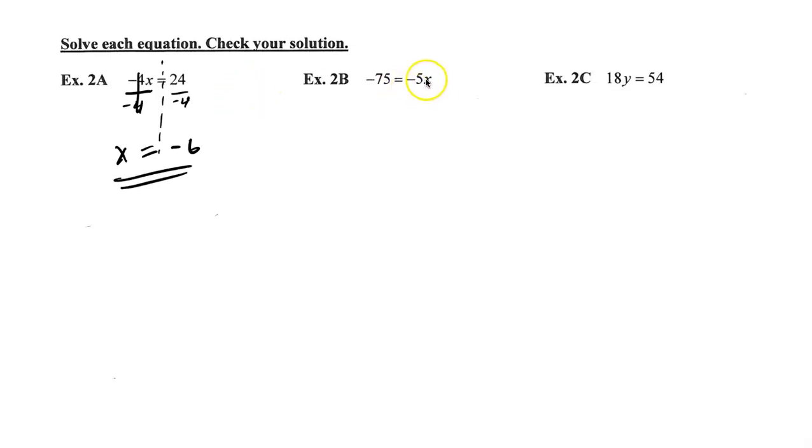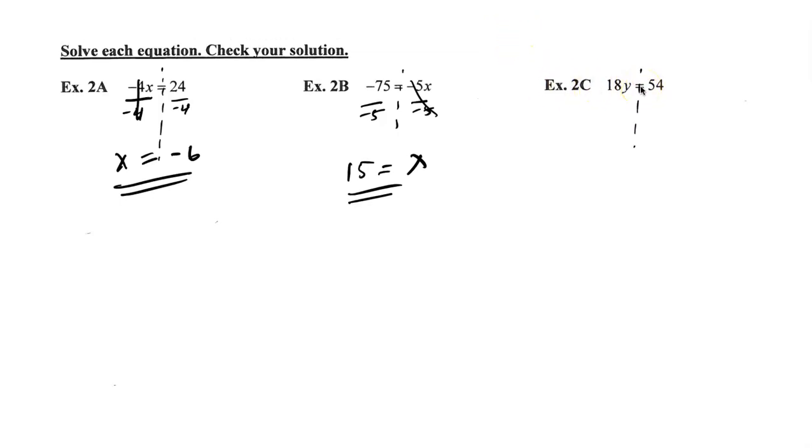The next one, kind of the same thing. Negative 5 times x. So here's my equal sign. Divide by negative 5. X equals negative 5 divided by that is 15. There you go. 18y equals 54. There's my equal sign. These are being multiplied, so we're going to divide. You get y equals 3.